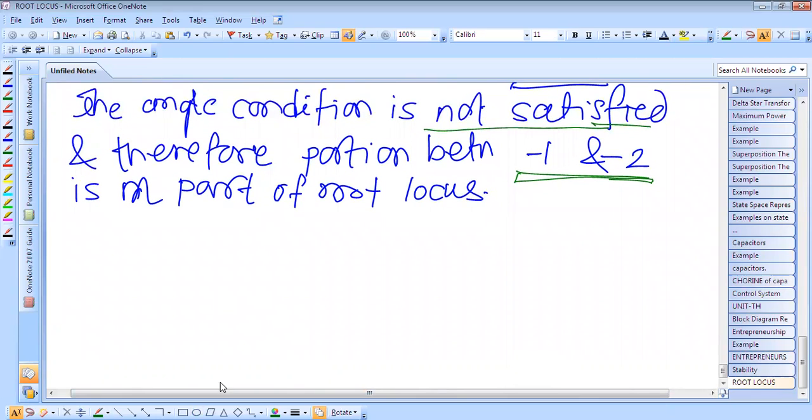Now we have to find the asymptotic angles, the angles of asymptotes.